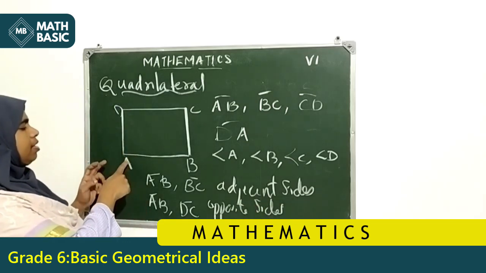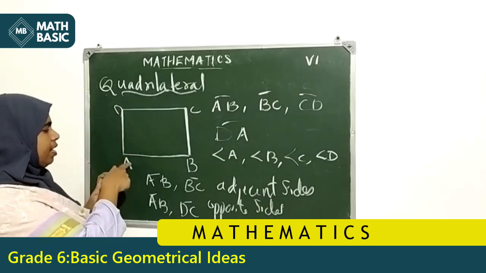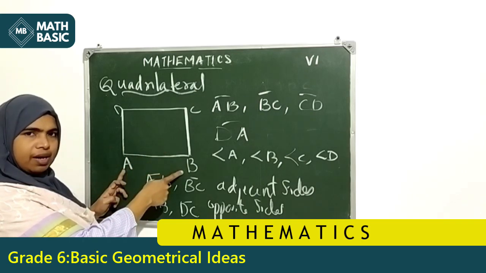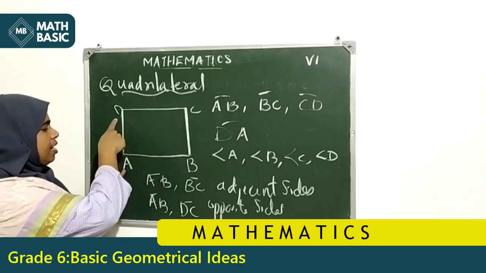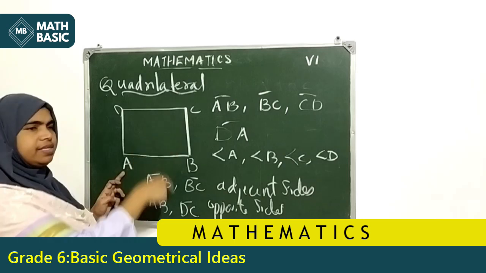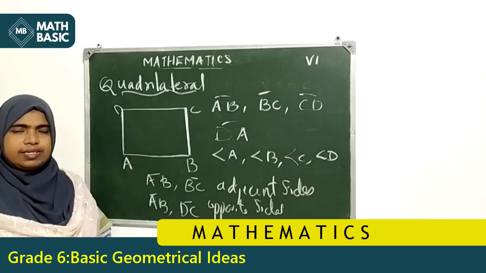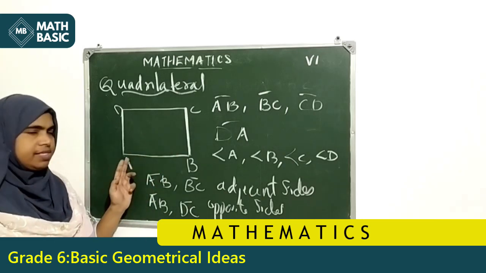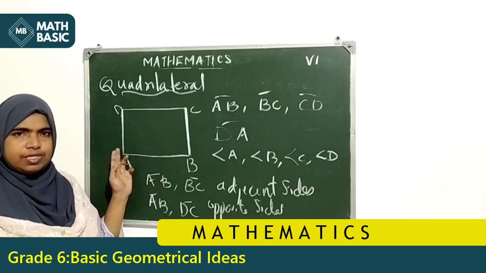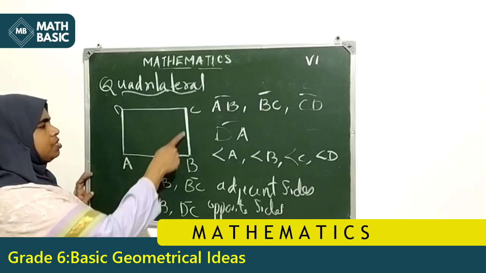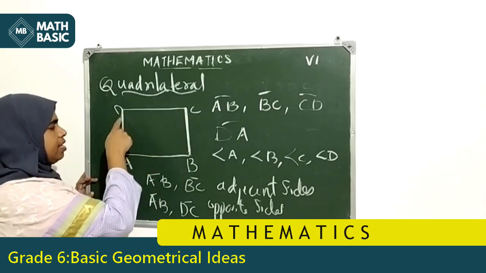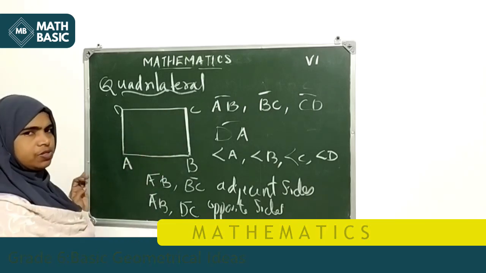So side DA and side AB are adjacent sides. Side AD and side BC are opposite sides. Adjacent and opposite. Here these two sides are adjacent, these two sides are opposite.